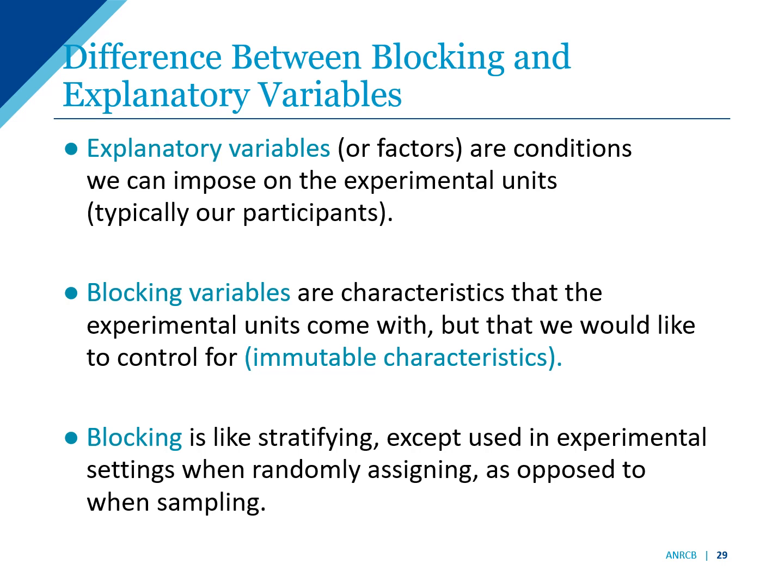The difference between blocking and explanatory variables is that explanatory variables or factors are conditions we can impose on our study participants, while blocking variables are immutable characteristics that the participants come with, but that we like to control for in our study. Again, blocking is like stratifying, except it is used in experimental settings when randomly assigning as opposed to sampling. You can also stratify in analysis, but blocking leads to a more representative experiment, and you may not have representative groups to stratify in analysis without it.